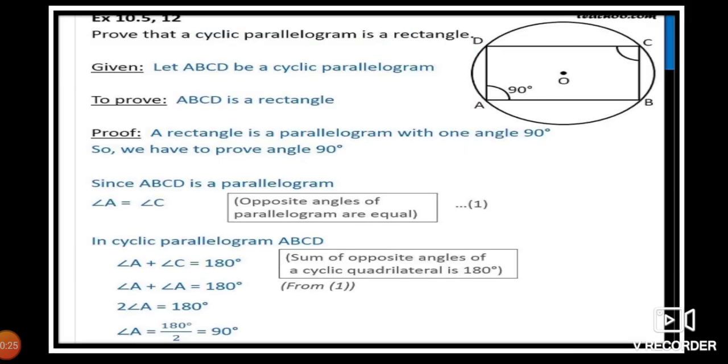Okay students, this is the last example. You can observe clearly and carefully. Prove that a cyclic parallelogram is a rectangle. Observing carefully, prove that a cyclic parallelogram is a rectangle.